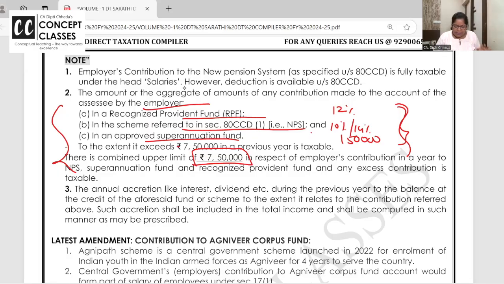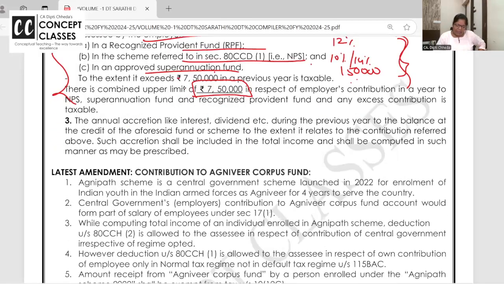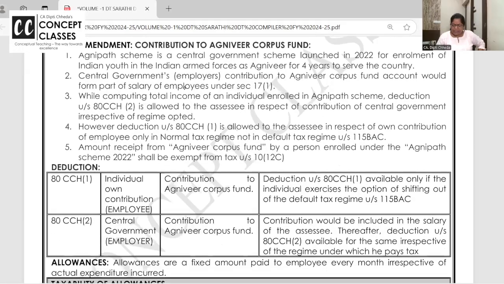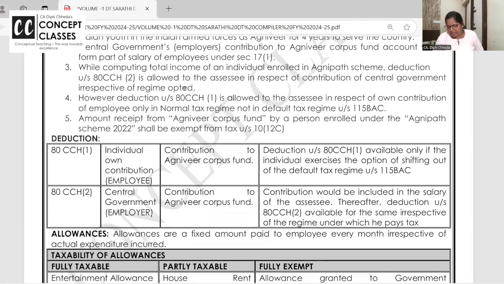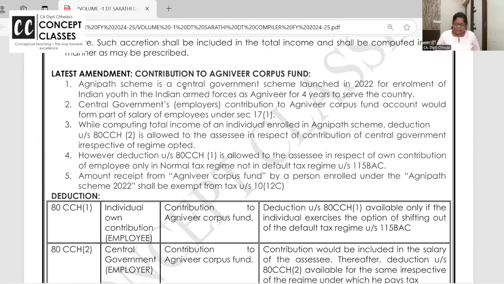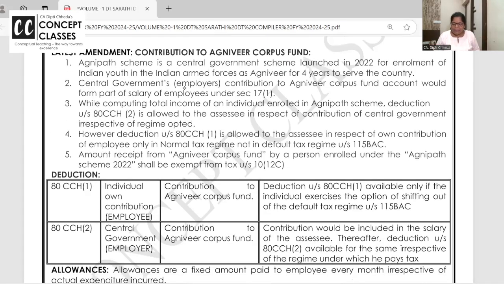I'm repeating. Recognized provident fund, the employer can contribute 12%. Beyond that, it's taxable. 80CCD, the employer can contribute to the National Pension Scheme at 10%; if your employer is the central government, 14%. Superannuation fund 1,50,000. But all three put together also, 7,50,000. Okay, right. This we have already done in the deductions also, but still, because it's relevant, it is an important amendment in salary.